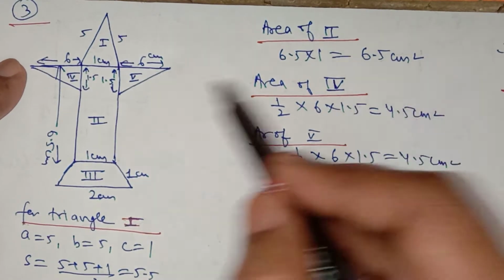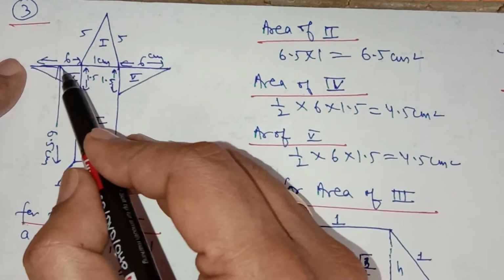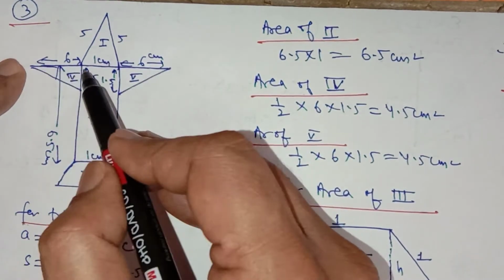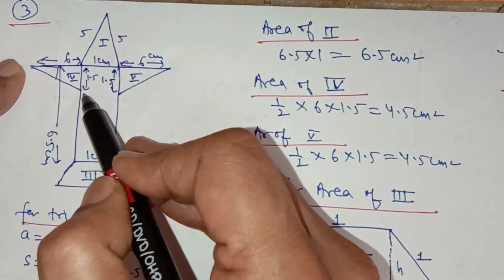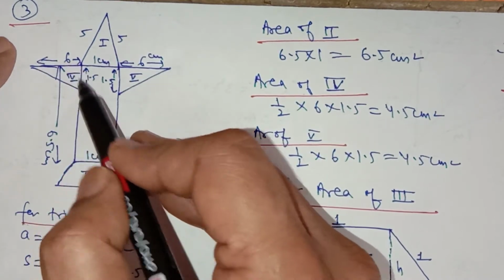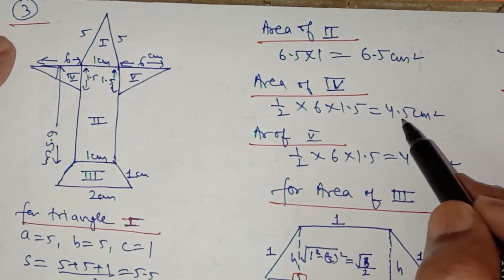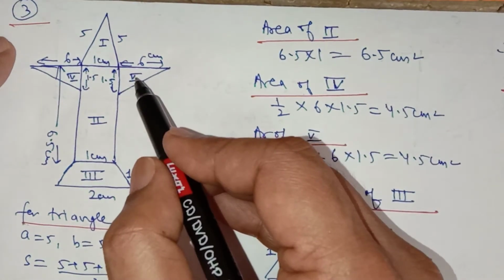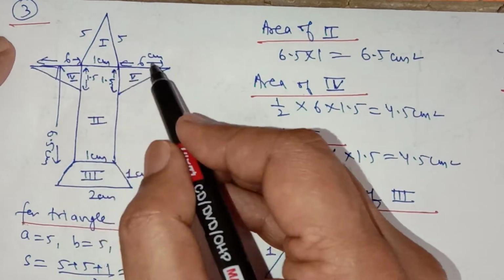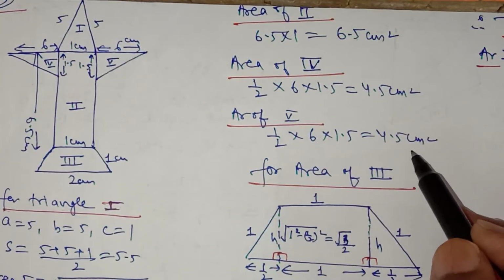Now the area of the figure 4 is a right angle triangle, which is half base into height. So its base is 6 and height is 1.5. You can see the figure from your book carefully. So it is half base into height, which is half 6 into 1.5, which is coming out to be 4.5, and the area of triangle 5 is also same as area of the triangle 4, half base into height, which is also equal to 4.5.